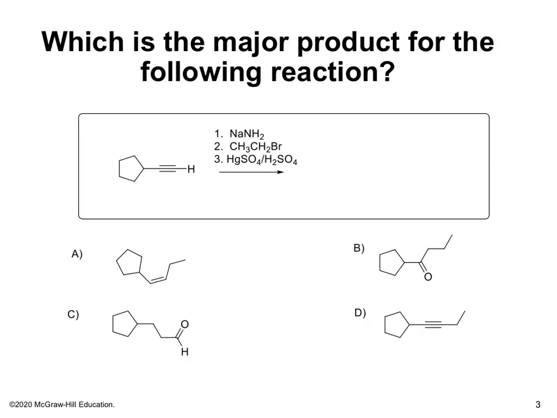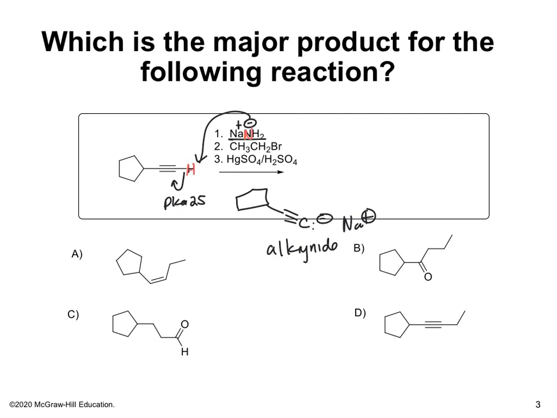Okay, so here, what are we doing? This is a multi-step synthesis. That's a base, sodium amide, and we do an acid-base reaction. This is a pKa of 25, and when we make this alkynide, then this hydrogen that gets picked up by the nitrogen makes NH3. That's your conjugate acid. We know that that's a pKa of 35. So 25 to 35, it's going 10 zeros to the alkynide.